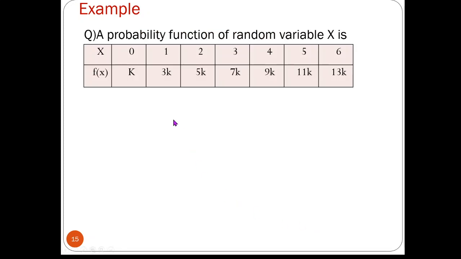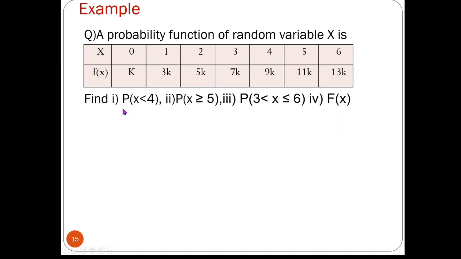Now, this is the next example. Here, the probability function of random variable x is given with the help of a table. That is, the random variable is taking the values from 0 to 6, and the probability function associated with each random variable is mentioned in the table. Now we have to find the probability for x less than 4, probability x greater than or equal to 5, probability for 3 less than x less than or equal to 6, and finally the distribution function F of x.